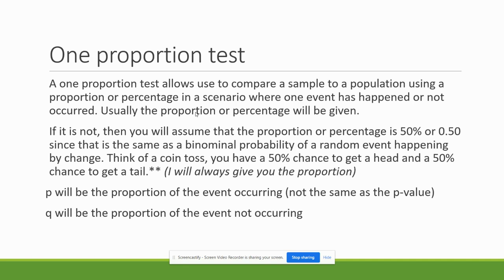So the P will be the proportion of the event occurring. It's not the same as the p-value. It's totally different. So think of P for proportion, and when we say p-value, remember that's probability value. We just give it the word p-value. Q is the proportion of the event not occurring.